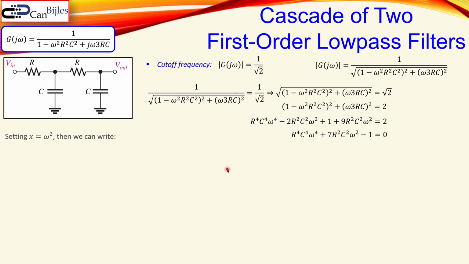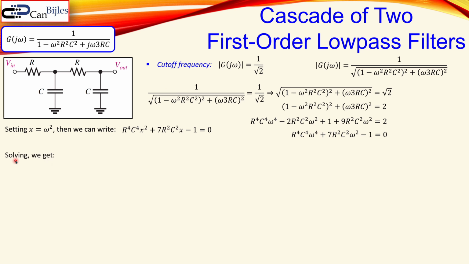We can set now here x is equal to omega squared. Why? Because we have now a fourth order equation, which is a little bit difficult, so we can replace that and make it a quadratic equation. You see that by doing x is equal to omega squared, we will have an x squared here, and you will have an x here. That's the replacement here for the omega to the power 4 and omega squared.